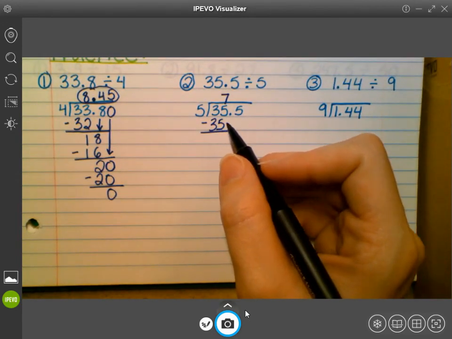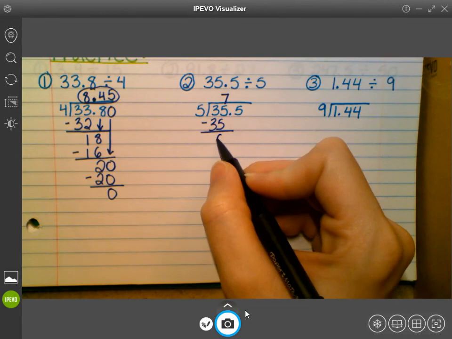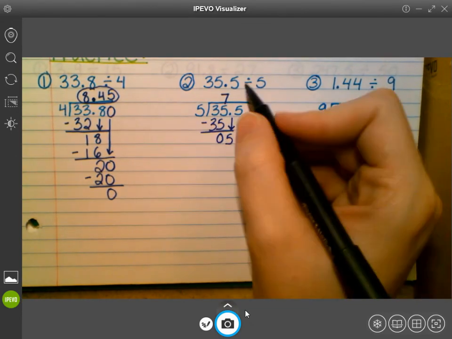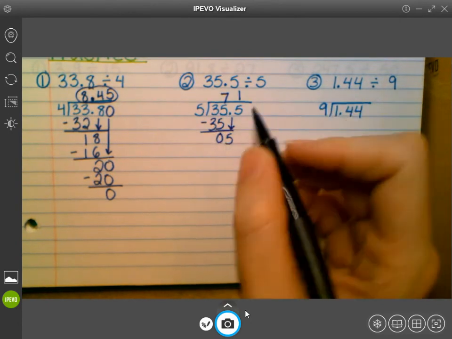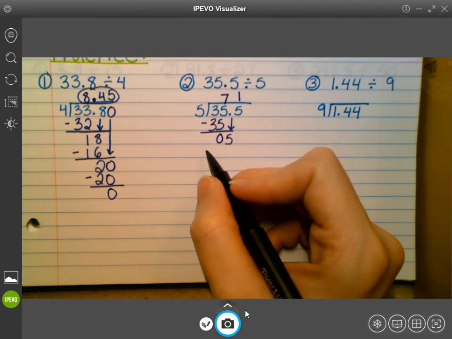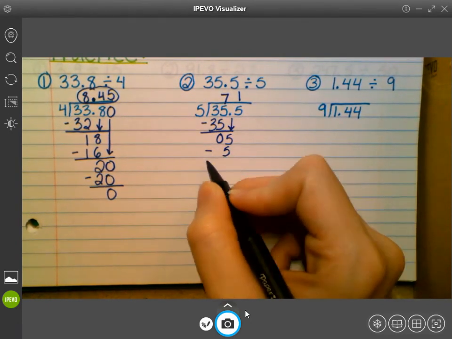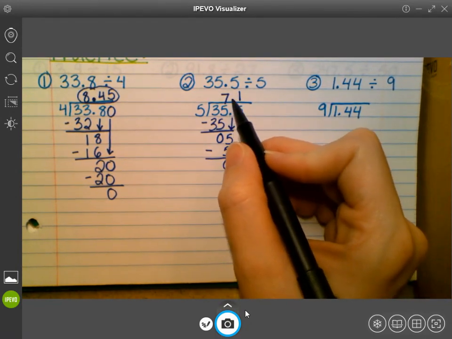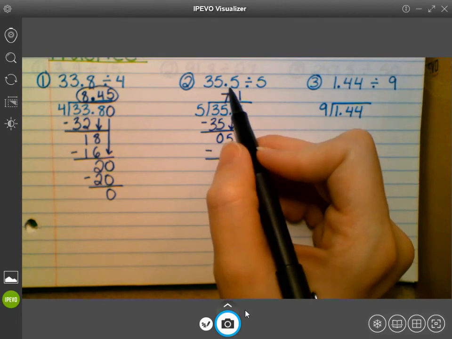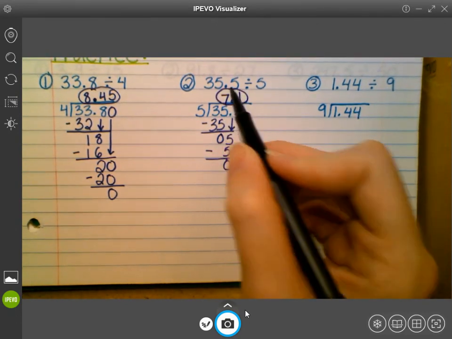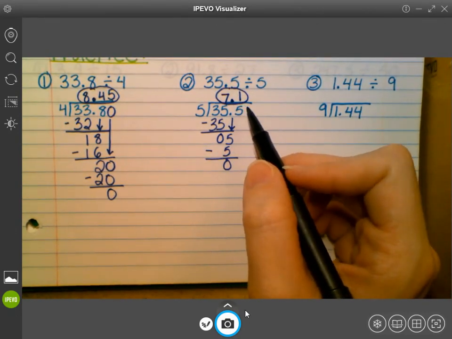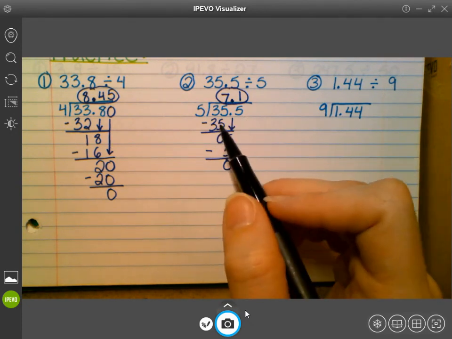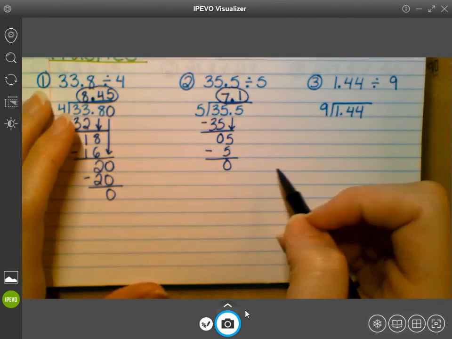35 minus 35 is 0. Bring down my 5. 5 goes into 5 once. 5 times 1 is 5. So I subtract 5. I wind up with 0. My decimal goes straight up between the 7 and the 1. So 7 and 1, 7.1. How do we feel about number 2? Awesome. Then we get to number 3.